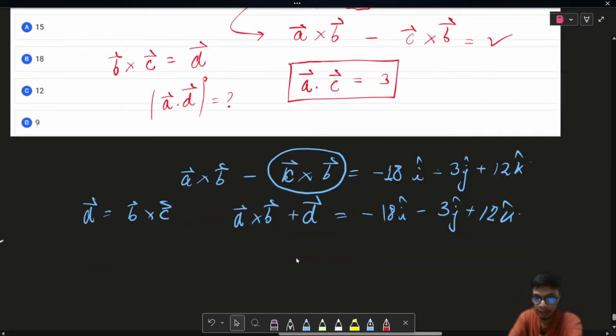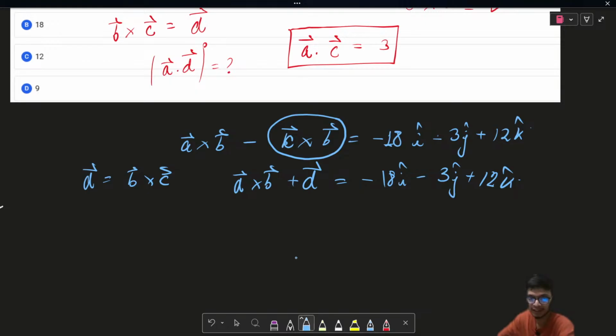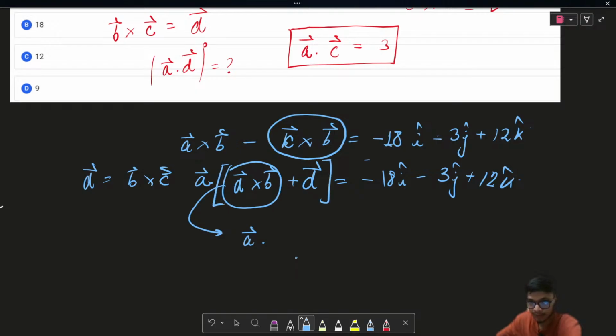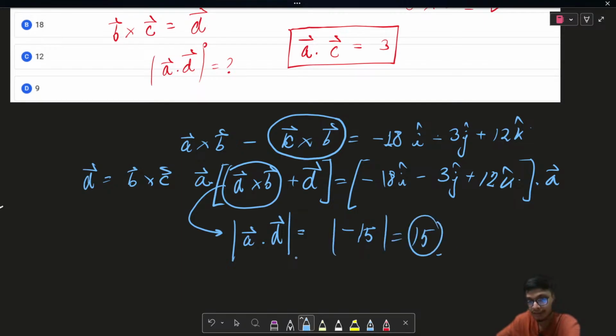Now if I do the dot product, now the interesting part comes over here. You have to find out a dot d. So if I just take a dot with this entire relation, then this particular result of a cross b is going to vanish because a cross b is perpendicular to a vector. So I'm going to get the result of a dot d, and that will turn out to be minus of 15. Okay, so the mod of this particular value is going to be equal to just 15. Very straightforward, simple problem.